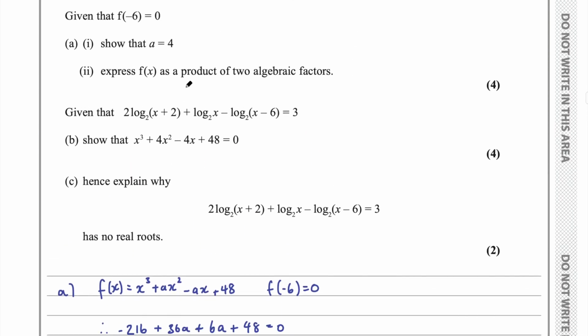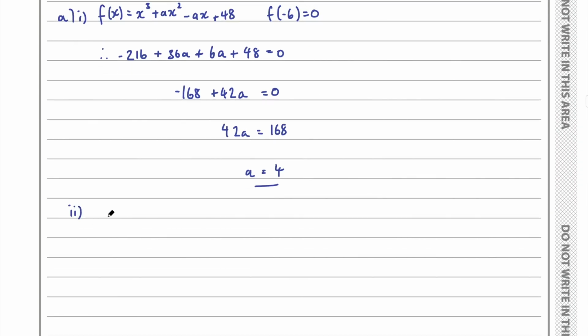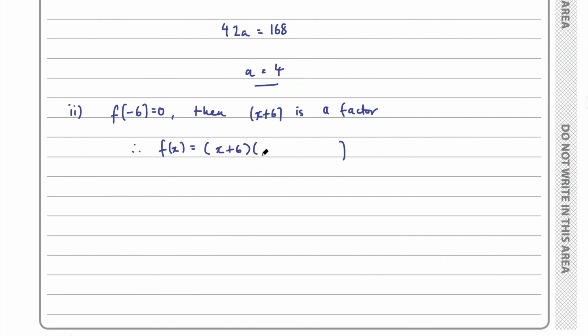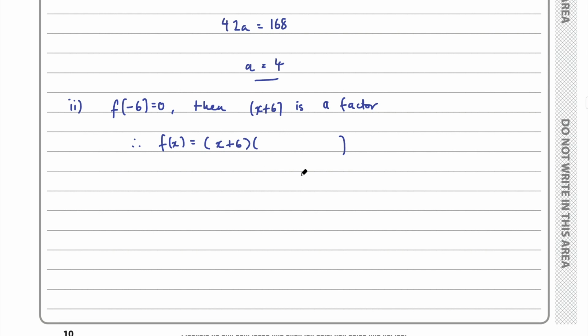And part 2 was express it as a product of two algebraic factors. Again, if f of minus 6 equals 0, then x plus 6 is a factor. So think of a quadratic equation. When you factor it, like say you had a quadratic like x plus 2, x plus 3 equals 0, then you know that x equals negative 2 or x equals negative 3. So using that same idea, we can say x plus 6 is a factor. Therefore, we can say that f of x equals x plus 6 multiplied by some quadratic. Because we're starting with a cubic, we must have some quadratic here as the rest of the expression.